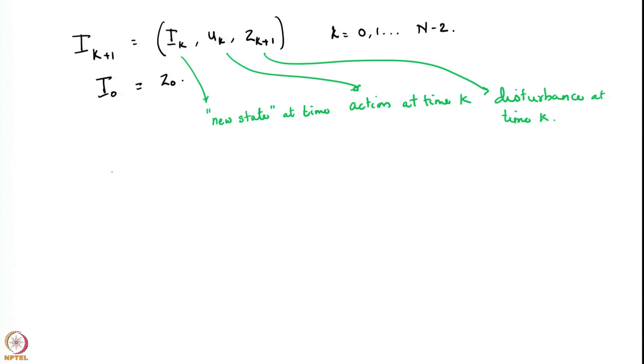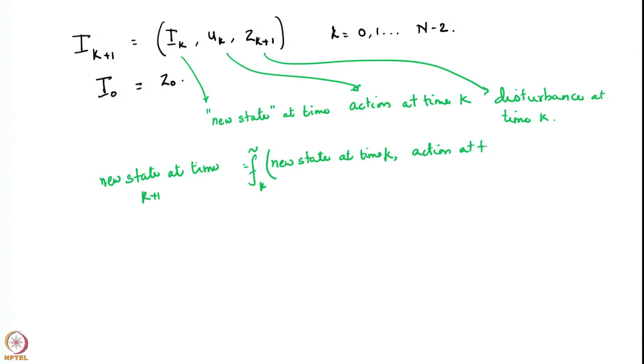Once we make this observation, you can see that we again have the same kind of equation as before, which is the new state at time k+1 is equal to a function, let me write this f tilde_k, of the new state at time k, the action at time k, and the disturbance at time k.